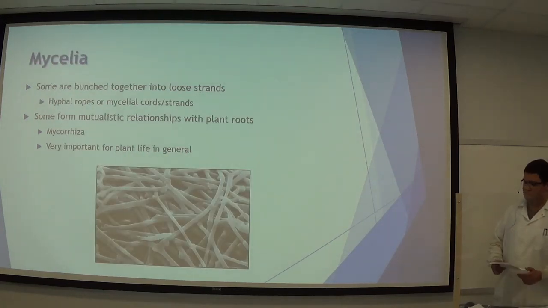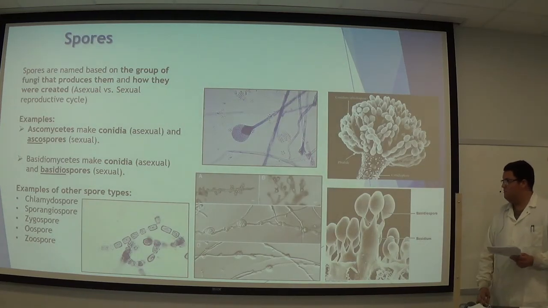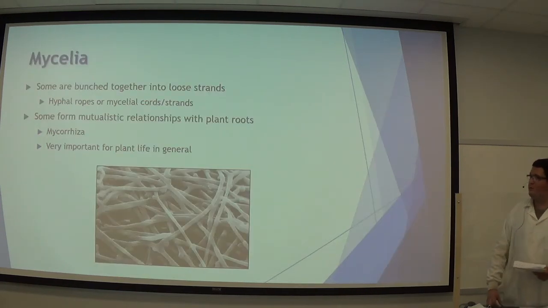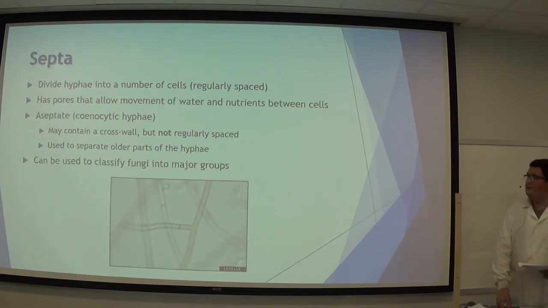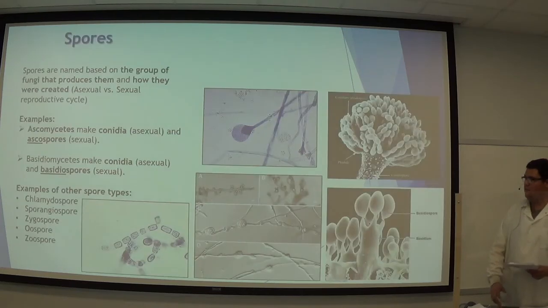So this is just a close-up of what that mycelia looks like. Some are bunched together, some more mutualistic with plant roots. All right, you guys can read this on your own because it's pretty basic stuff. And again, you don't have to memorize all this. All that we're going to ask you to memorize are the definitions. So, for example, what a mycelia is, what a hypha is, what a septum is, rather than having to memorize the different types. It's just so you can see there's a lot of diversity.